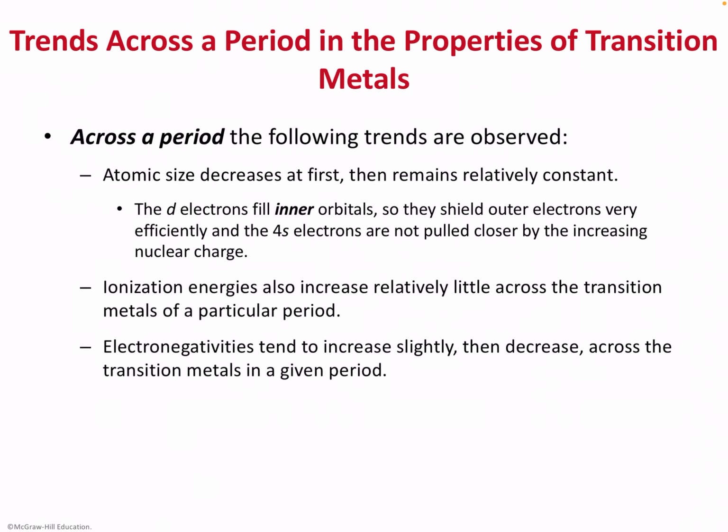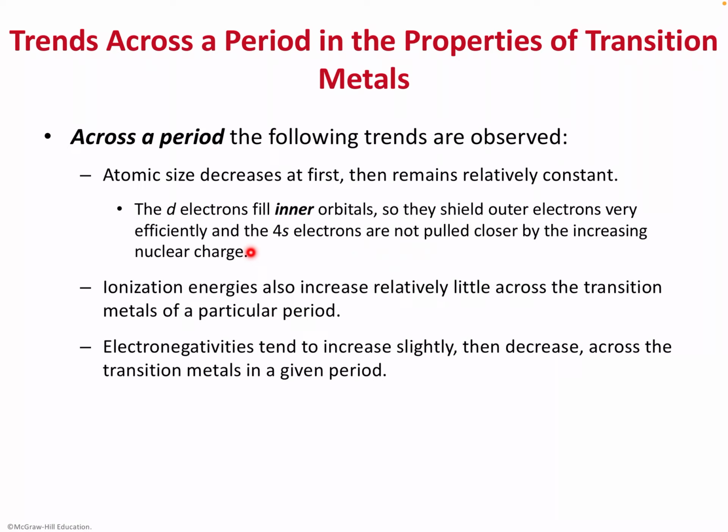Trends across a period in the properties of transition metals. Across a period, the following trends are observed. Atomic size decreases at first, then remains relatively constant. Why? The d electrons fill inner orbitals, so they shield outer electrons very efficiently, and the 4s electrons are not pulled closer by the increasing nuclear charge.